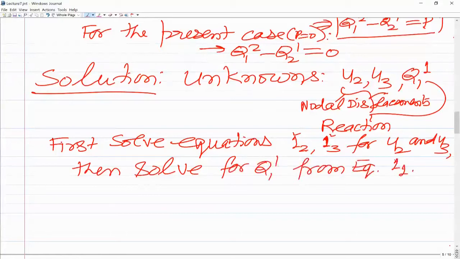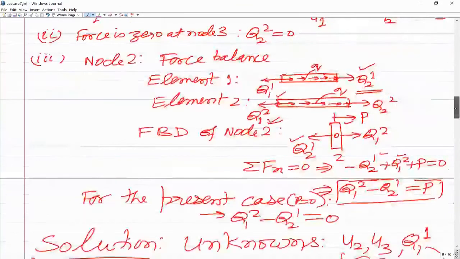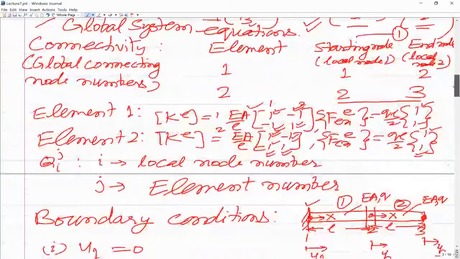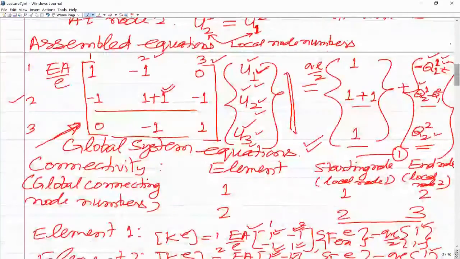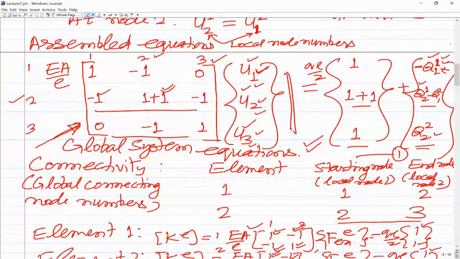So let's do this first one. We take equations 2 and 3. So when you go to equations 2 and 3, EA by L is anyway common. You take the second row, so this minus 1 into U1 will be there. U1 is already 0, so that contribution will actually go out.